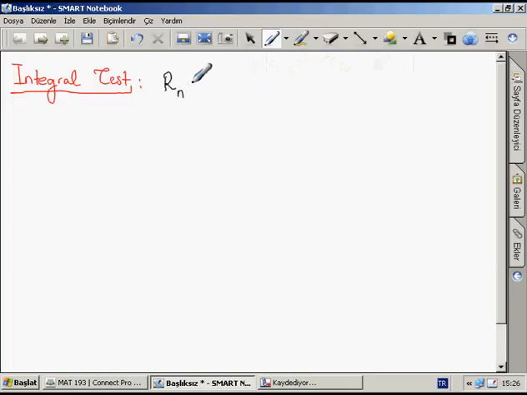R_n equals the sum from i equals n plus 1 to infinity of a_i, and it equals a_(n+1) plus a_(n+2) plus a_(n+3) plus it goes on.